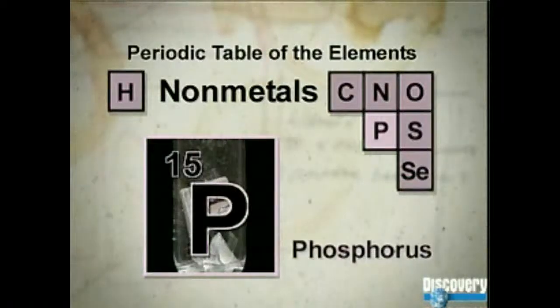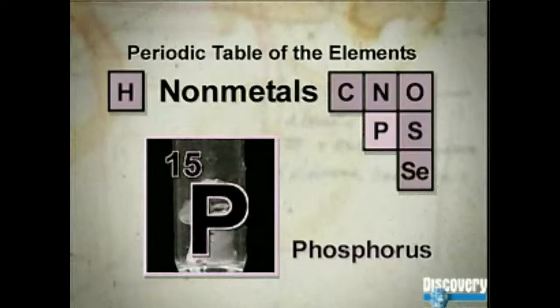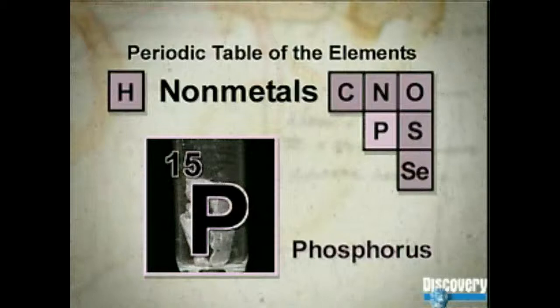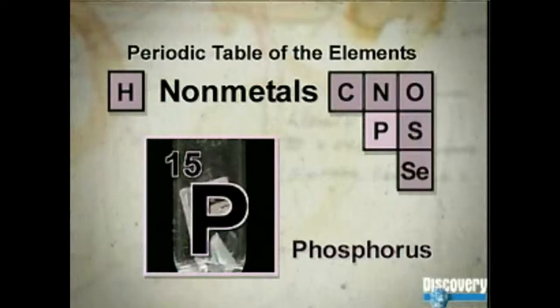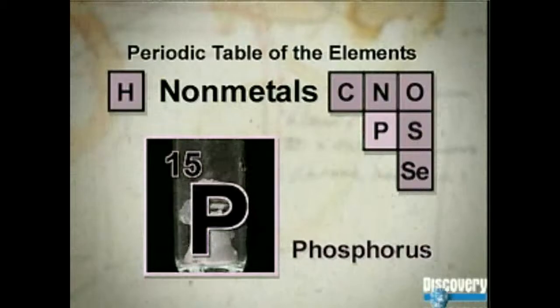Phosphorus has three main solid allotropes: white, red, and black. Because it is highly reactive, it is never found as a free element in nature. Pure white phosphorus ignites spontaneously in air. The red allotrope is used in matches.